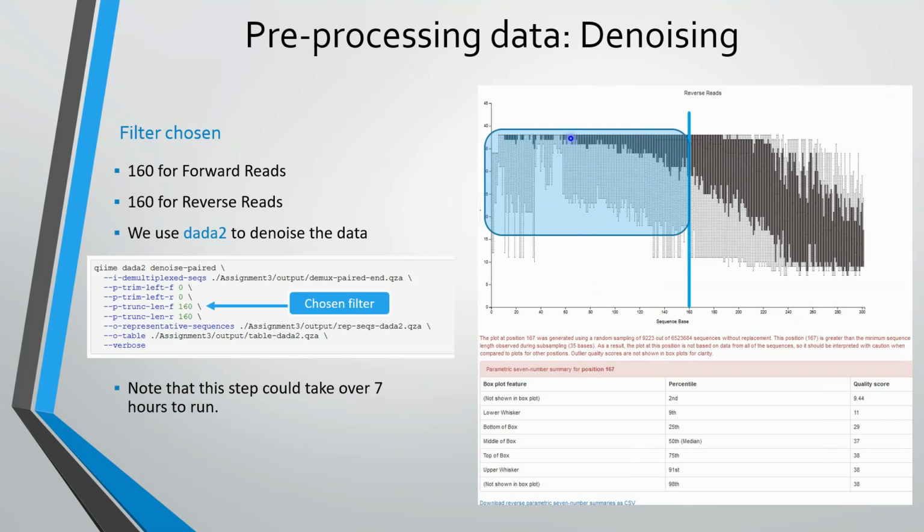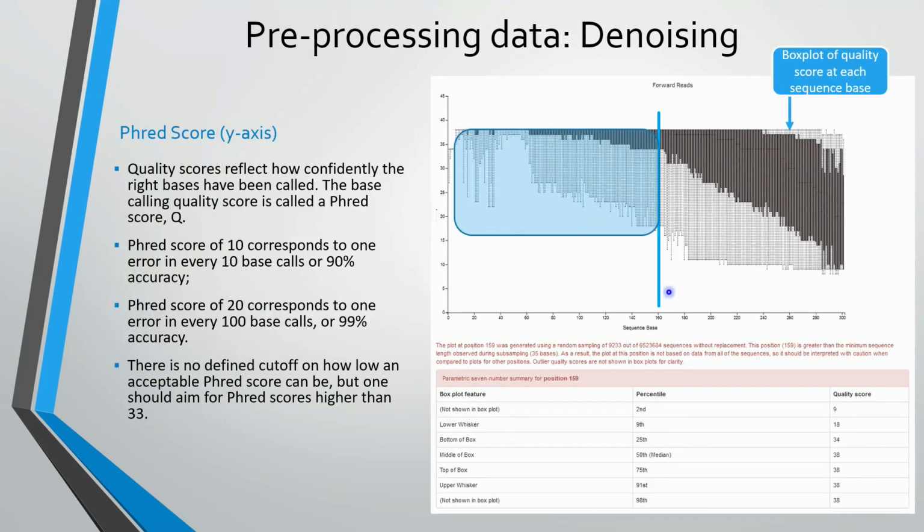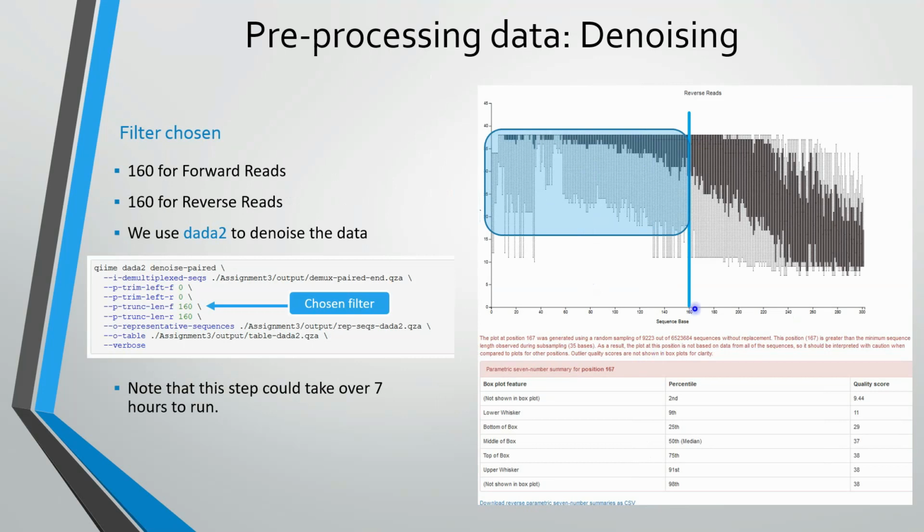So this is the same for the reverse read. The forward read will select a sequence space of 160. And we'll do the same for the reverse read. 160 also works quite well here. And so the filter chosen is 160 for the forward reads and the reverse reads.